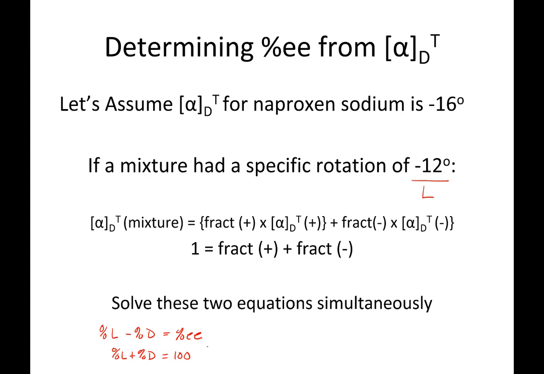So what I now have is two equations and two unknowns, which I could solve by many methods. The simplest method is just simply add them together. So if I add them together, I get two times the percentage of L equals 100 plus the percent enantiomeric excess. And that is more generalized. It would be two times the percentage of the major component is equal to 100 plus the percent of enantiomeric excess.